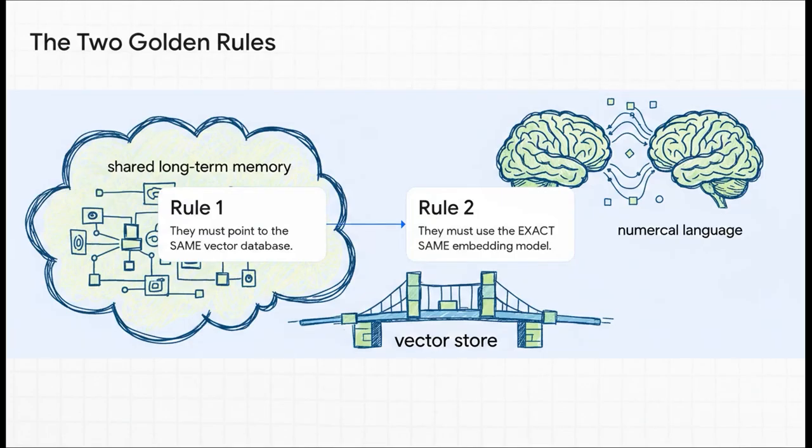It's this simple. First, both systems have to be connected to the exact same vector database. That's their shared memory. Second, they have to use the exact same embedding model. This makes sure they're speaking the same numerical language. As long as you do those two things, the vector store acts like a bridge, and the platforms can work together like one big cohesive brain.